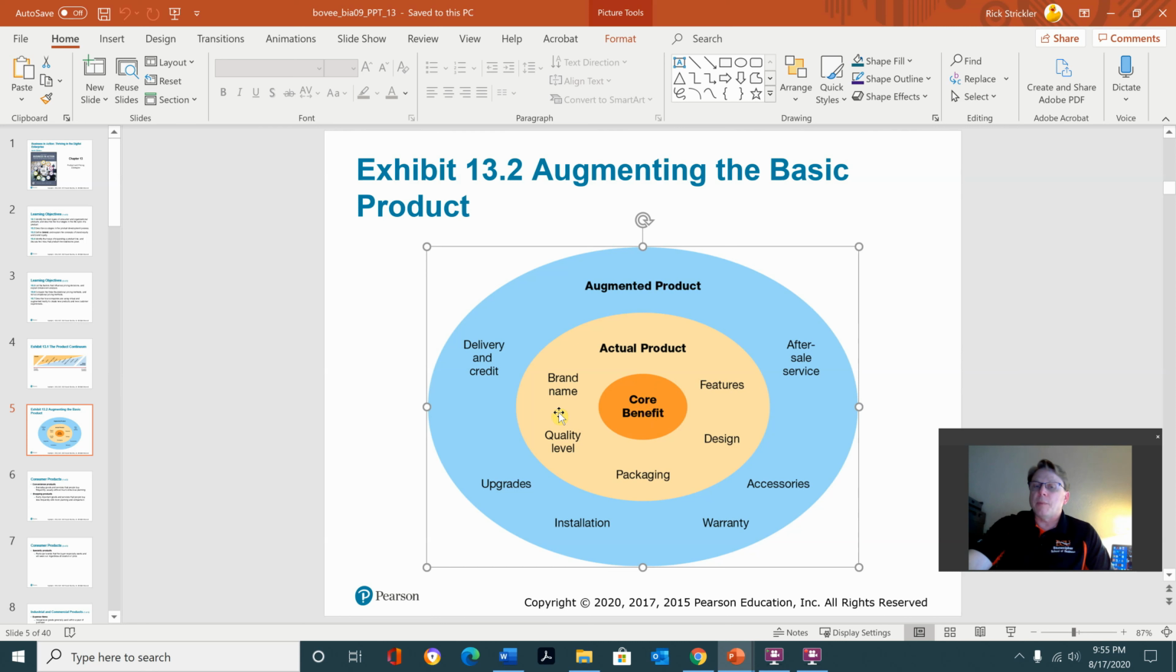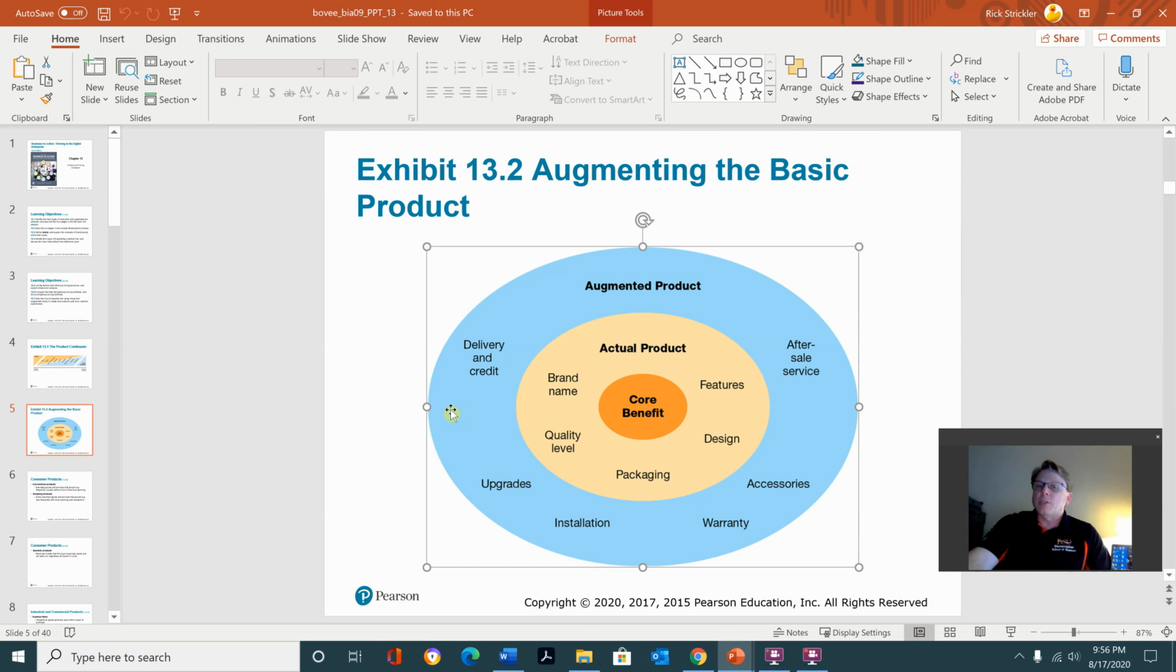Now, why you bought Nike, Reebok, Asics, any of the other brands, that would be on the actual product itself, not the actual benefit. But you might have bought Nike because of not only the brand, but you expect a certain quality level. You like the packaging, you like the design of the shoe or the features of the shoe. And then augmenting: delivery and credit, upgrades, installation, warranty, accessories, or after sale service.